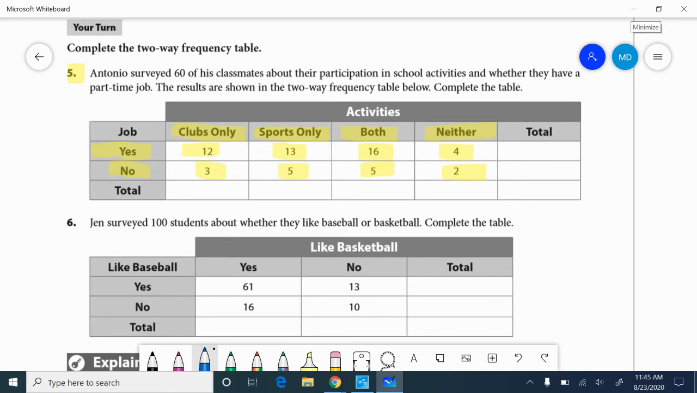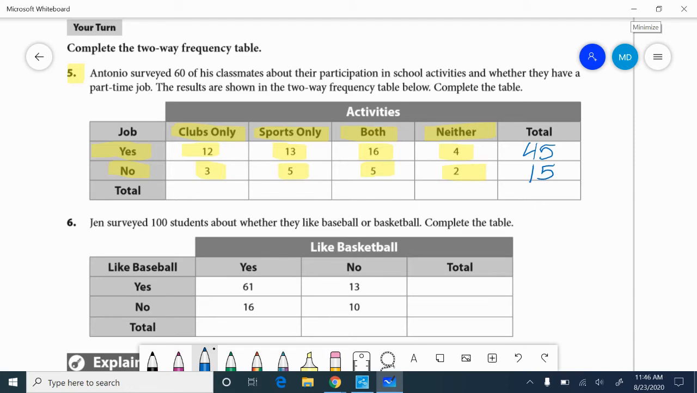All right, so I need to add up 12 plus 13, that's 25, plus 16 plus 4, that's 29, plus 16 is going to be 45. So that goes right there. And then I'm going to do my next row of no's. 3 plus 5 plus 5 plus 2 is 15.